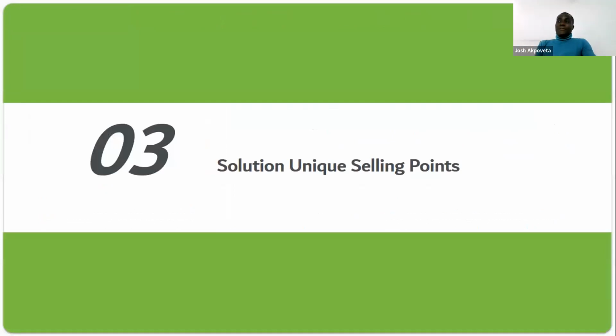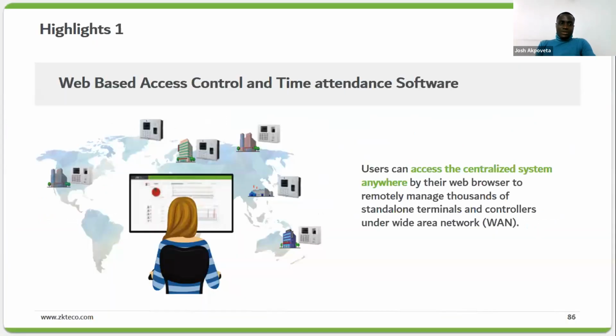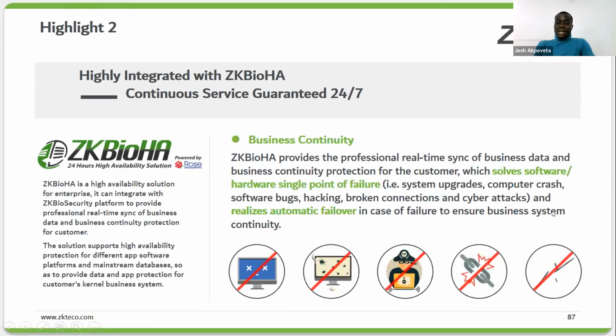So these are the features of BioSecurity. Now, let's just quickly run through the unique selling points of this product to round up this session. We've mentioned that ZKBioSecurity is a web-based access control solution that can be used for time attendance and managing other solutions. It's a centralized system that can be accessed from anywhere. That's one of the unique selling points. It can be accessed from anywhere.